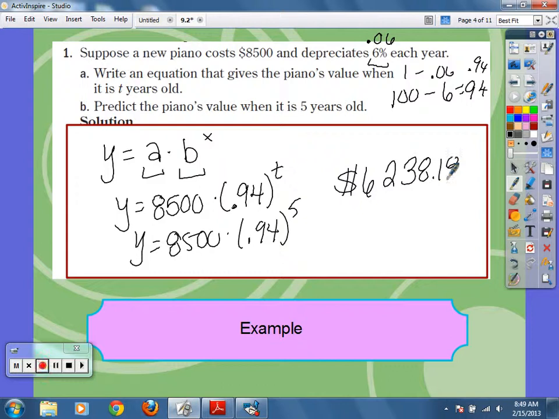Okay, this is going to be the tricky part of the lesson. If you're going to make a mistake, this is where it's going to be. That growth factor. 94% is nowhere written in the problem. You have to come up with it based off that 6%. But you can do it.